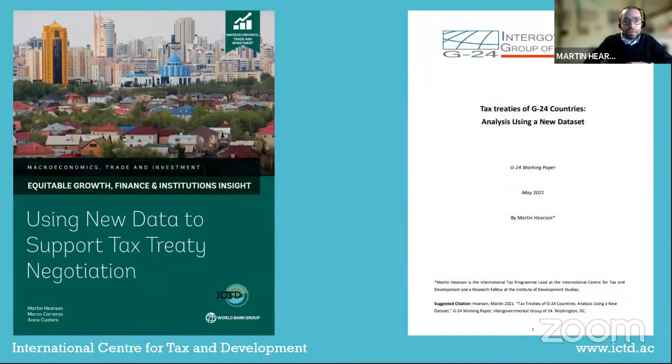The research I'm going to talk about is presented in 2 working papers, which are available from the ICTD website. The first is a World Bank paper written by myself with Marco Carreras, one of my colleagues, and Anna Custas at the World Bank. That introduces the data set, talks over the methodology through which it was developed, analyzes the existing research on tax treaties that may be of relevance to developing countries, and shows some of the new findings that we can develop using this data. The second is a working paper published by the G24, who also supported the data set, which looks specifically at what we learned about the treaties of G24 countries when we analyzed them using this data.